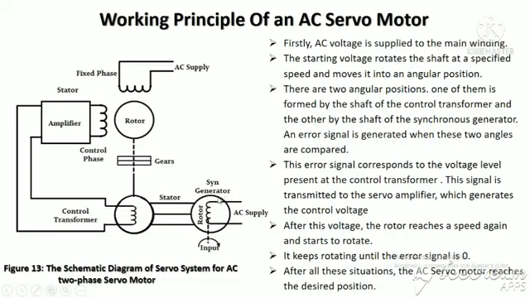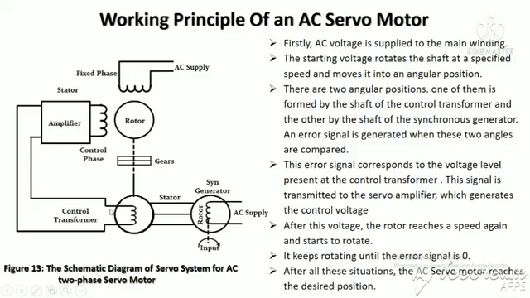Working principle of an AC servo motor. The stator contains two windings, the control winding and the main winding. AC voltage is supplied to the main winding, and the starting voltage rotates the shaft. Because of this shaft, there are two angular positions, the control transformer and synchro generator angular positions. These two angles are compared and an error occurs.